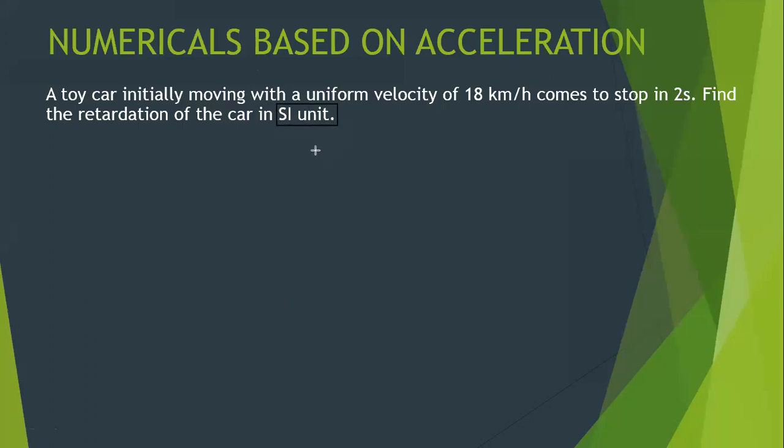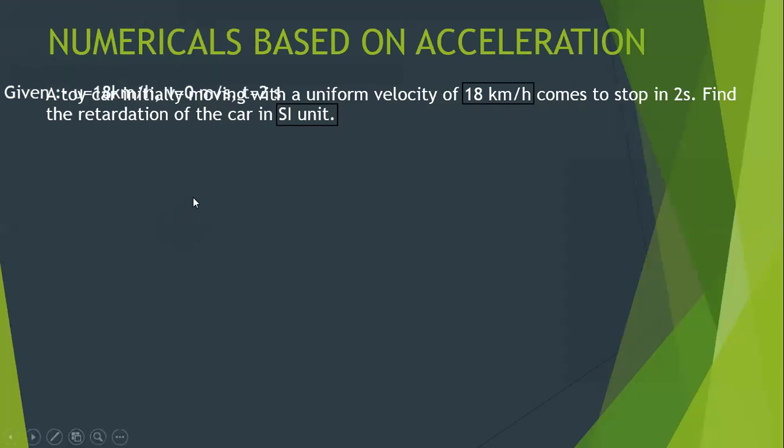Okay, so what we need to do, we have a problem here. The problem is, what is the velocity? The velocity is 18 kilometer per hour. But kilometer per hour is not the SI unit. The SI unit is meter per second. So what we need to do? Our primary objective is to convert kilometer per hour into meter per second.